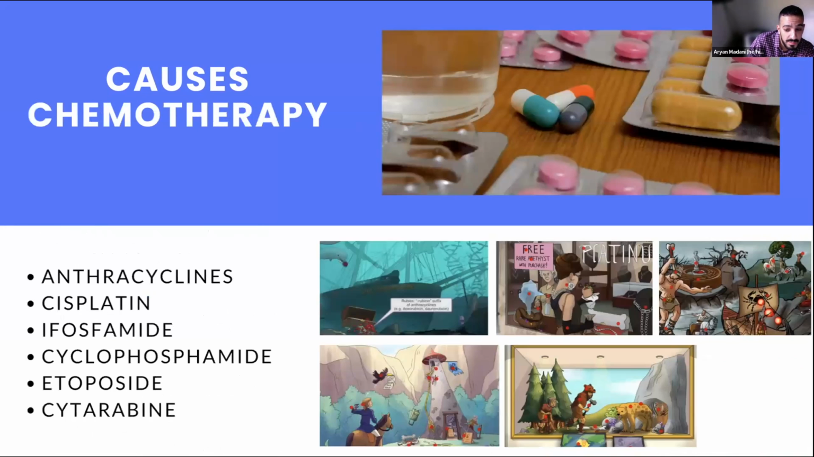We have chemotherapy as well. In respect to chemotherapy agents, I just wanted to list some of the drug classes that we have. We have the anthracyclines, cisplatin, ifosfamide, cyclophosphamide, etoposide, and cytarabine. I think we're more likely to encounter some of these on the Downstate side, at least from what I've seen.